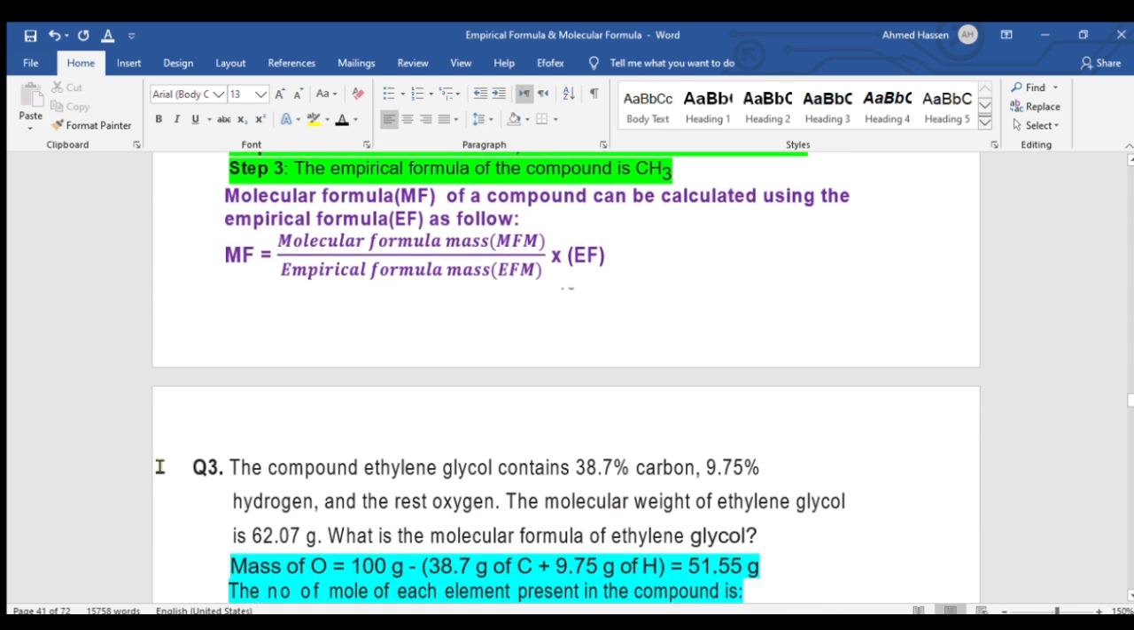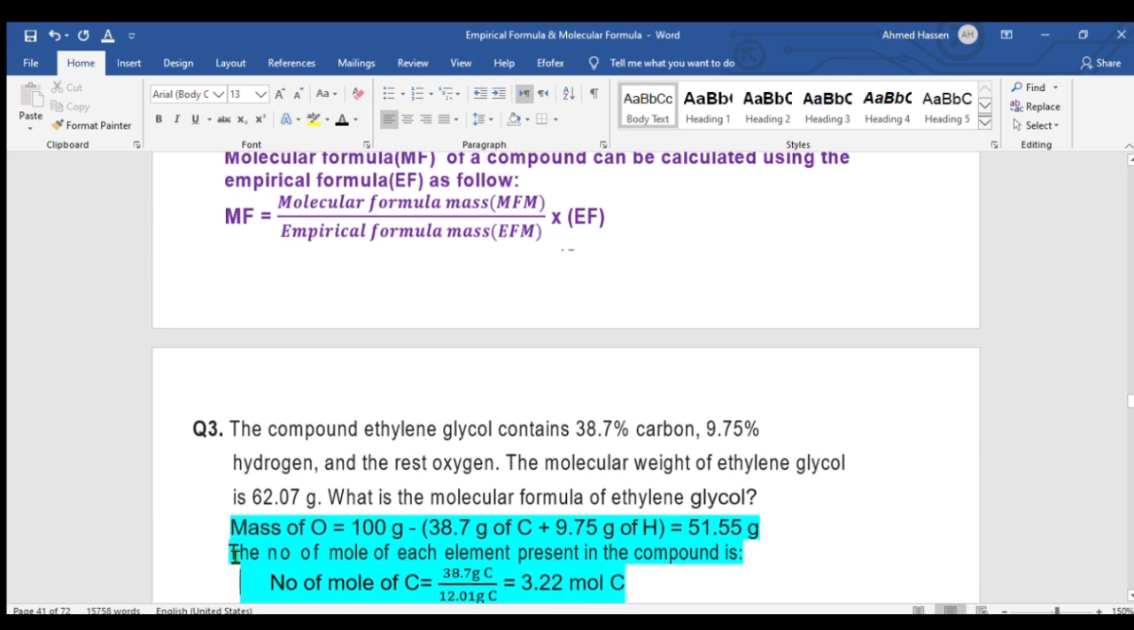Question number 3. The compound ethylene glycol contains 38.7% carbon, 9.75% hydrogen, and the rest oxygen, which means the oxygen mass percentage is equal to 100 minus the summation of these two numbers. Mass of oxygen is equal to 100 minus (38.7 gram of carbon plus 9.75 gram of hydrogen), which is equal to 51.55 gram. This is the mass of oxygen.